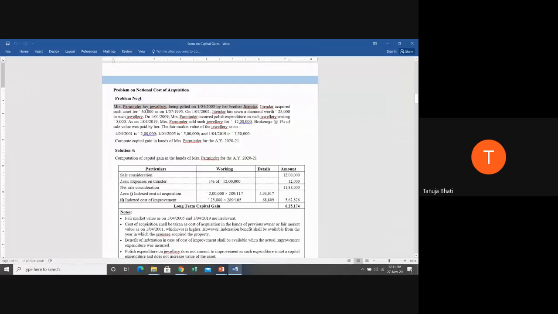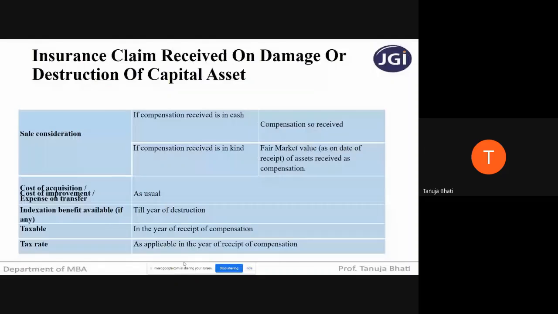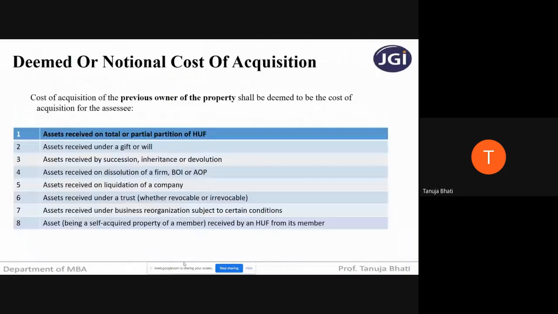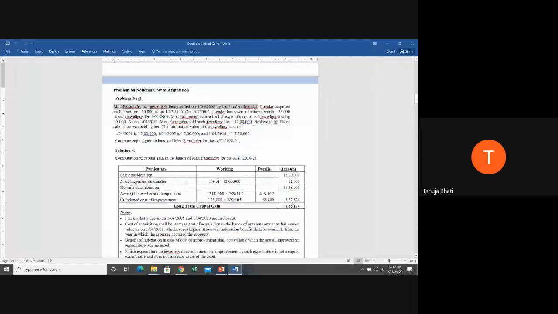What is my question? Has the jewelry been received by paying some consideration, or is it received free of cost as a gift? As a gift. So if it is a gift, what concept or provision are we supposed to use? See, if an asset is received as a gift, then we have to take the cost of acquisition of the previous owner. Correct? This is a concept that you have to relate and use.